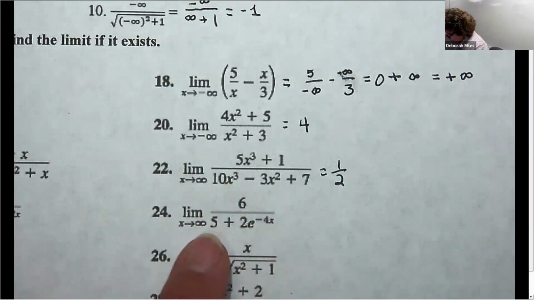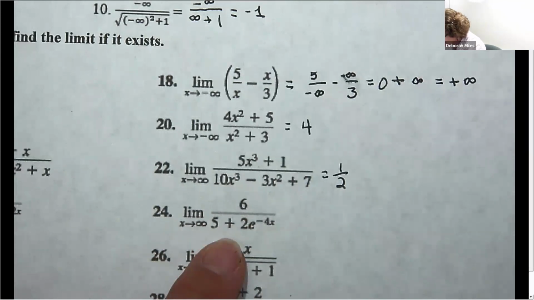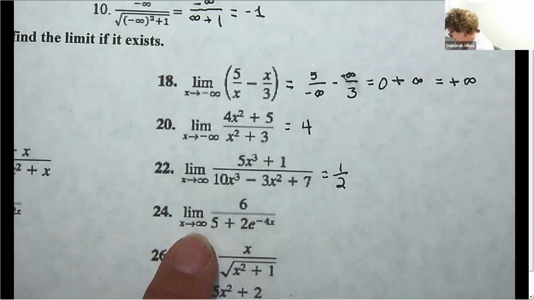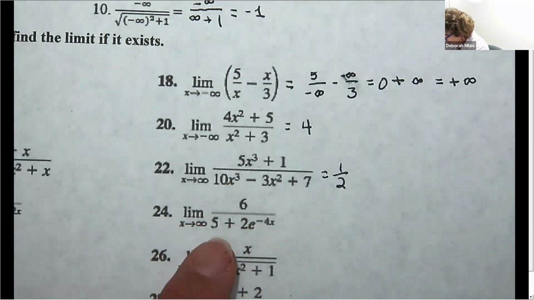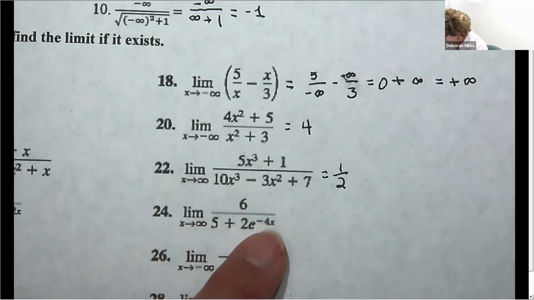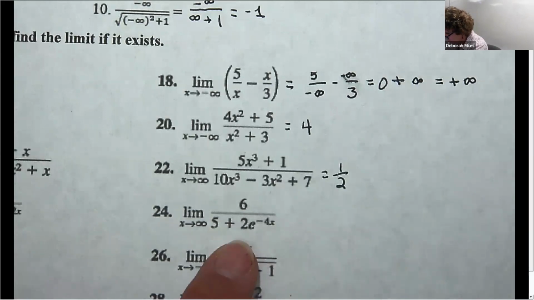All right. Think hard about this one, number 24. The limit as x goes to infinity of a constant divided by, well, let me say the constant is 6. 6 divided by 5 plus 2e to the negative 4x. Now, I may have to take several steps as I think about this, but somebody tell me what you're thinking. Because why?